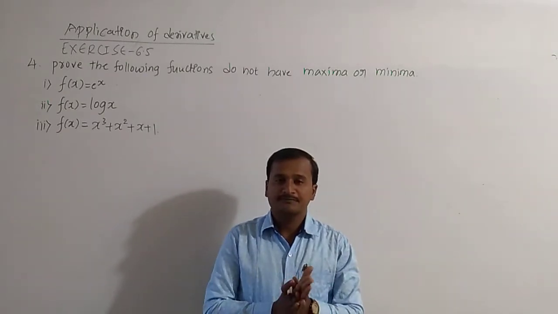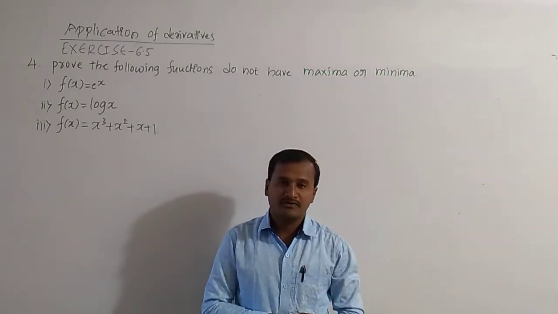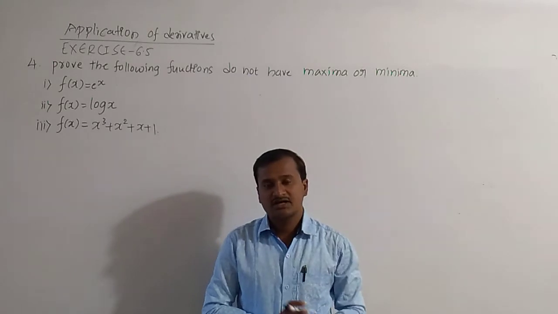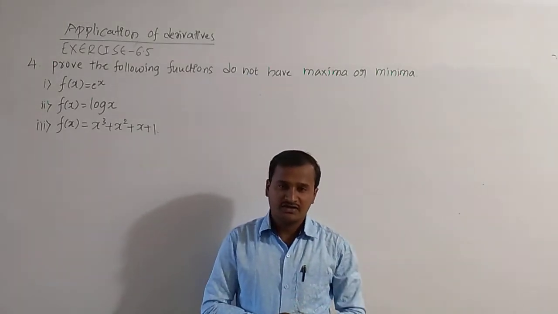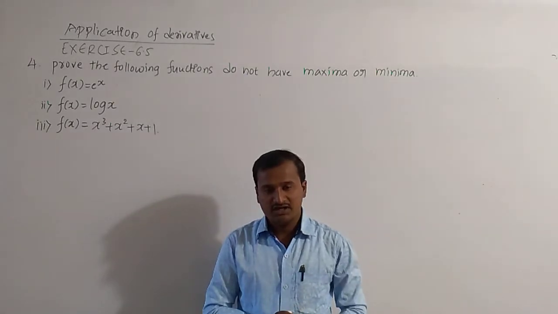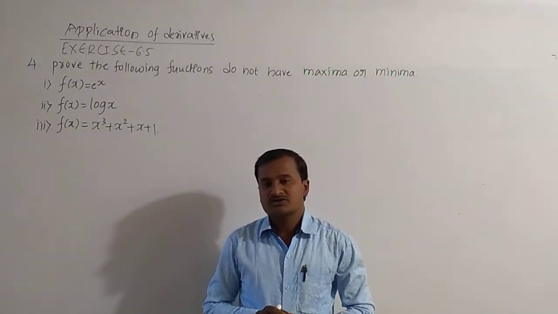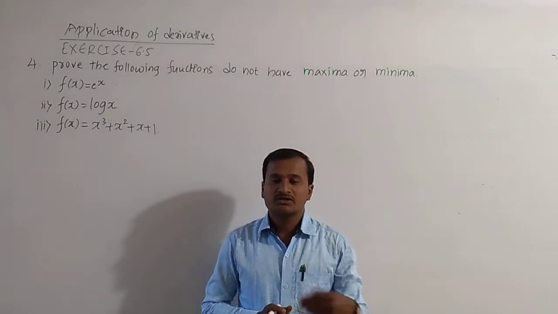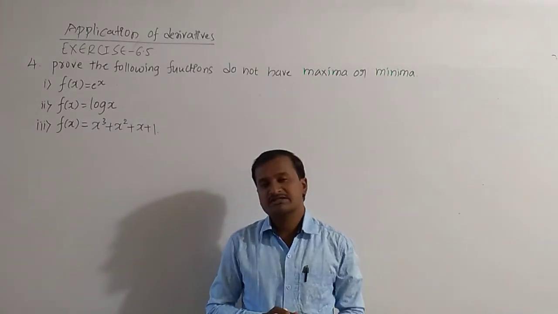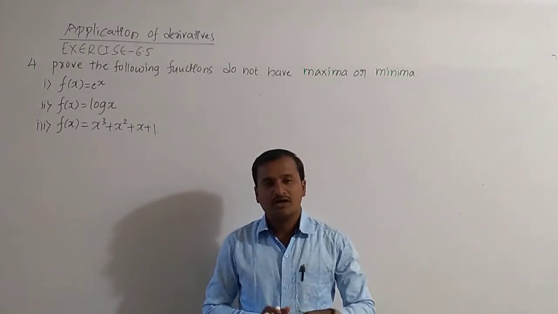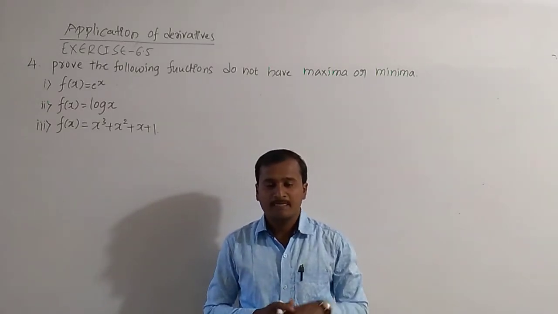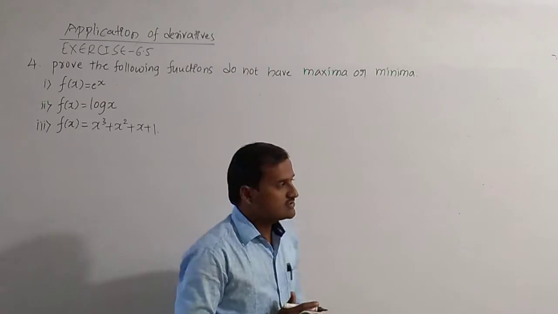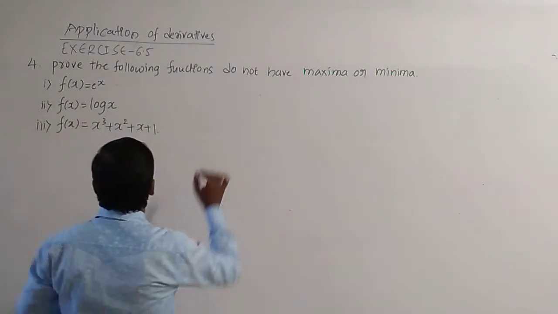We already know that maxima and minima of a function exist at the critical points or where f dash of x does not exist. So to show these functions do not have any maxima or minima, we have to show that these functions do not have any critical points. So for this, I will take the first one.